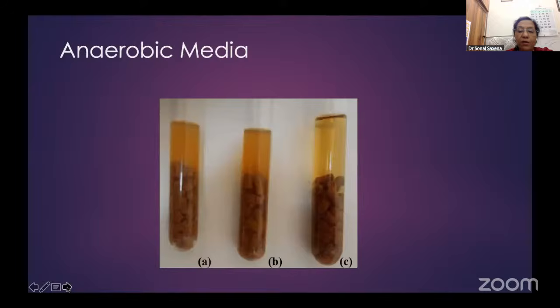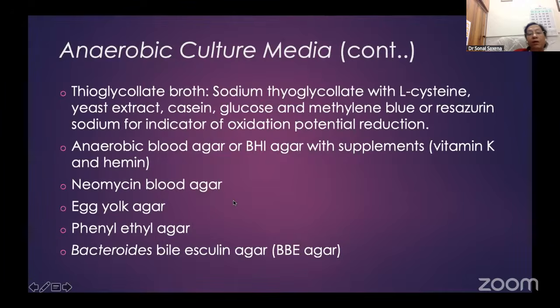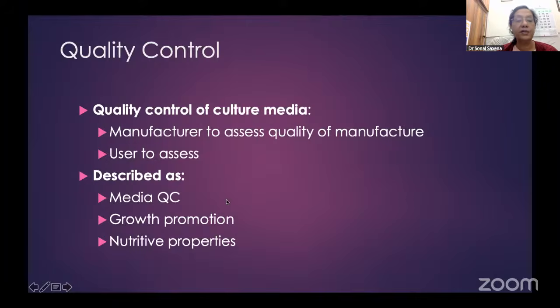So this is how it looks like: saccharolytic, proteolytic, that is. What are the other anaerobic culture media? Thioglycolate medium. You have to keep the redox potential low so reducing agents are added to this. Then there are anaerobic blood agar or PEA agar, neomycin, egg yolk, phenylethyl alcohol, and Bacteroides bile esculin agar.